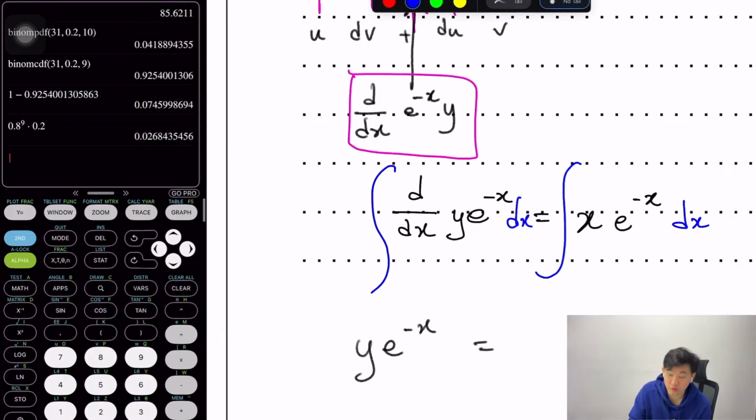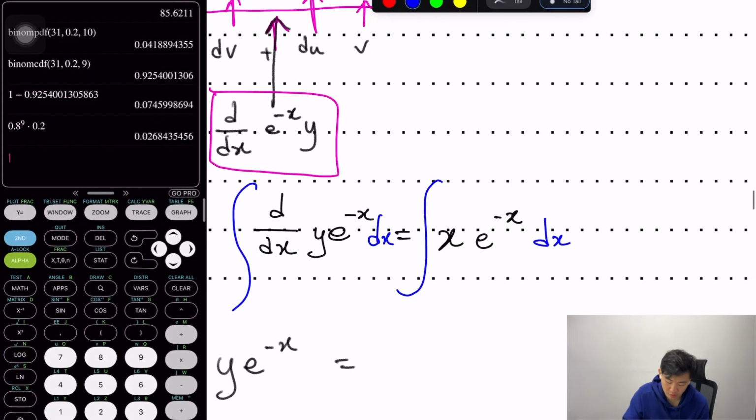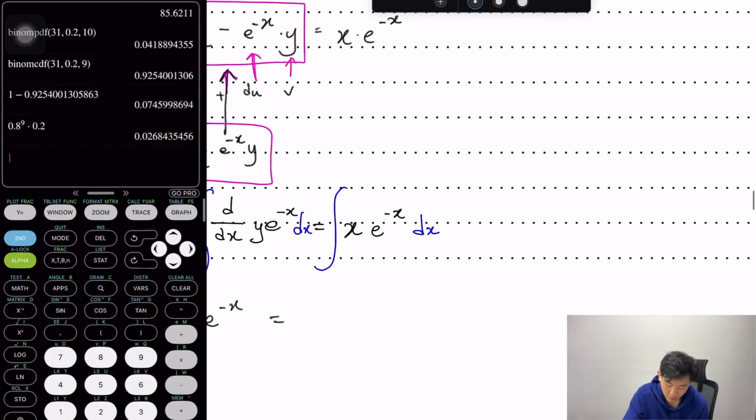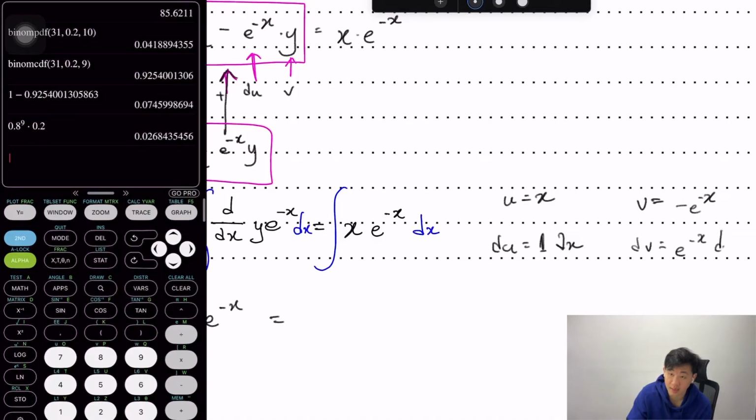And then for the right-hand side, you just use integration by parts. Take a look at how to do it. What is the u? u is x. What is the du? du is one, and then you put the dx there. And then what is the v? The v is negative e to the power of negative x. Your dv is e to the power of negative x dx.